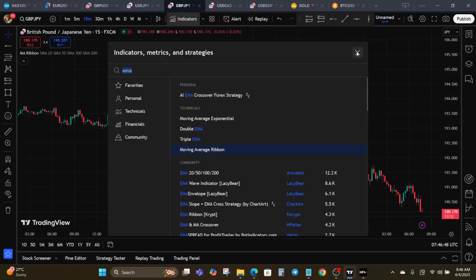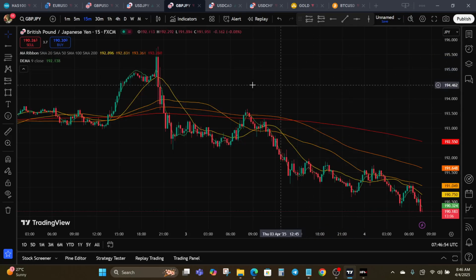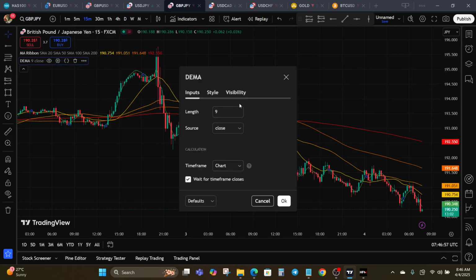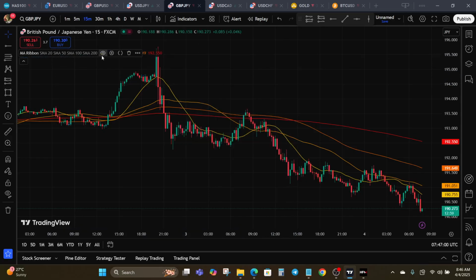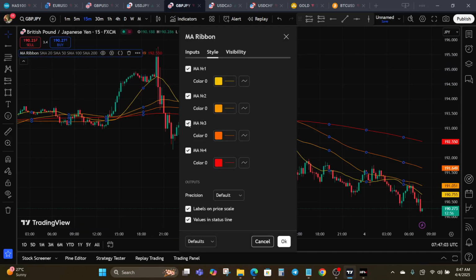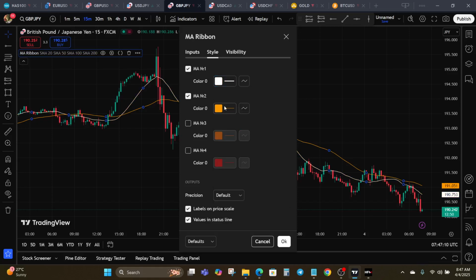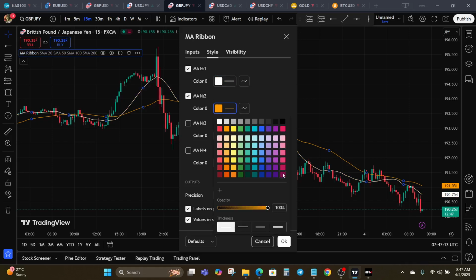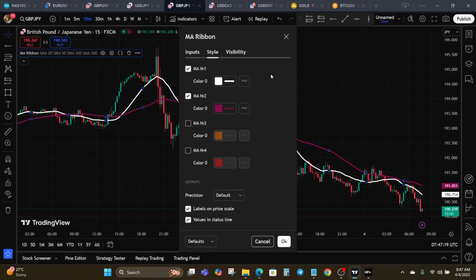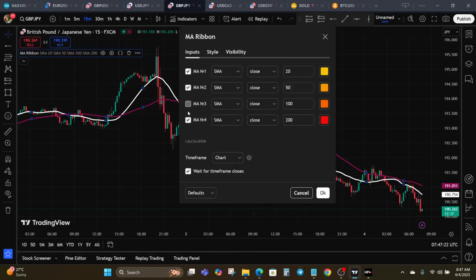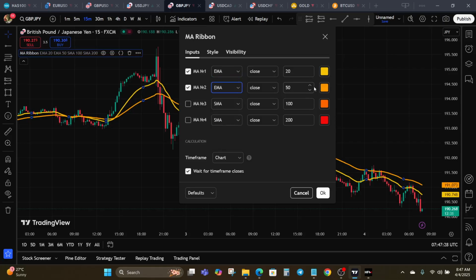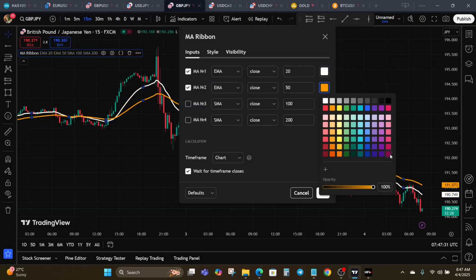The indicators we are going to be using are the 20 EMA, the 50 EMA, and the RSI.